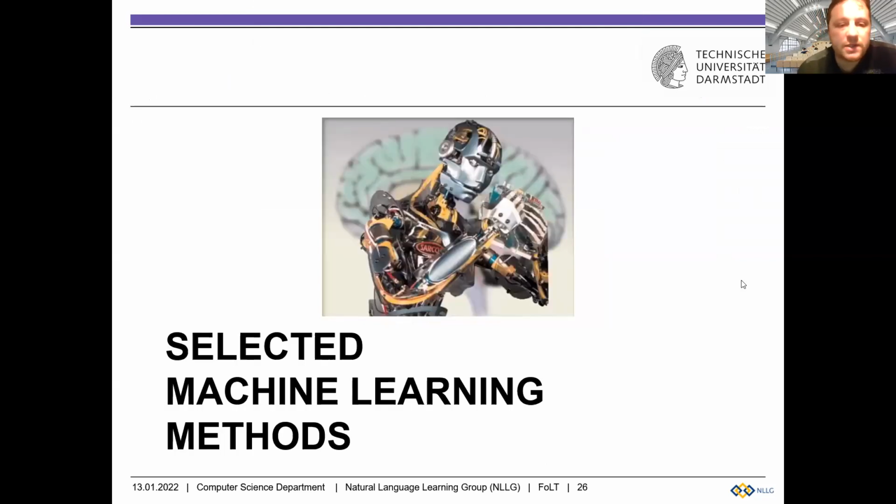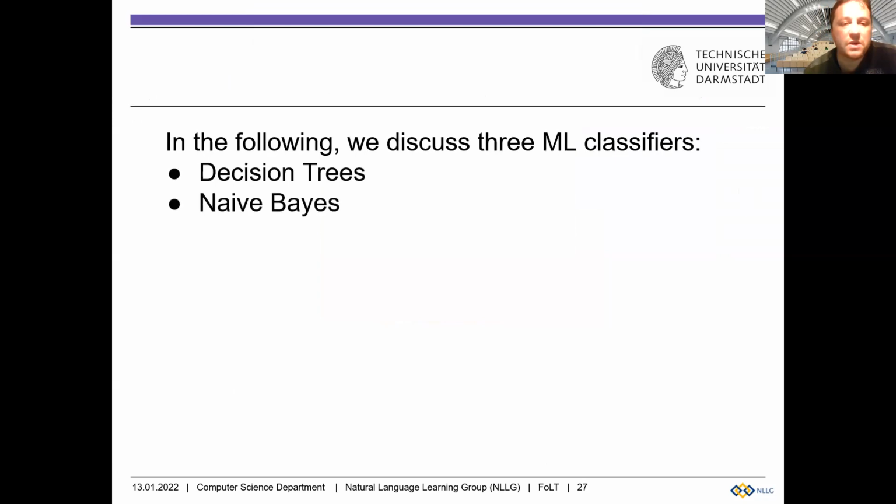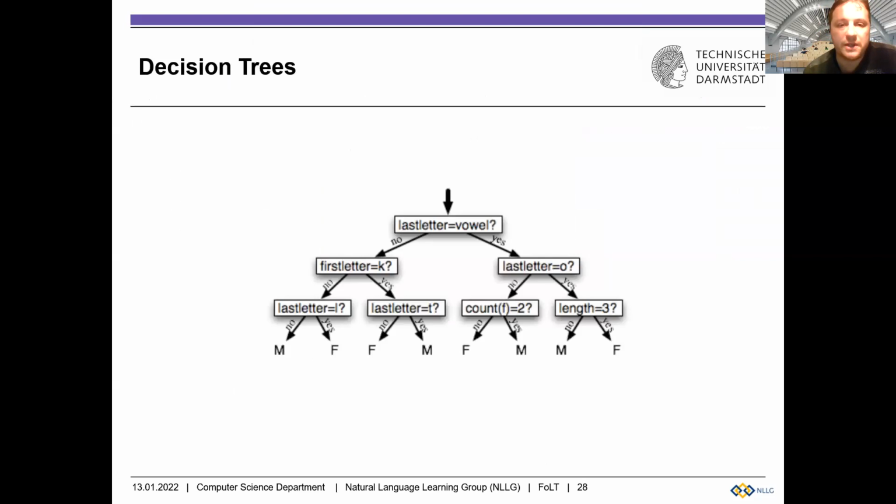All right, let's now talk about tree-based machine learning techniques. The first one is decision trees. After that, we're going to talk about naive Bayes. Finally, we're going to talk about the latest state-of-the-art neural networks, also known under the name of deep learning.